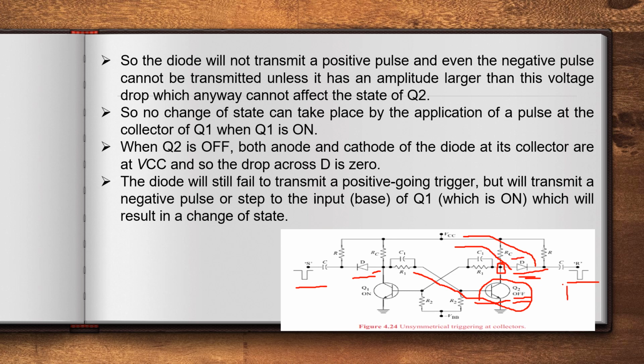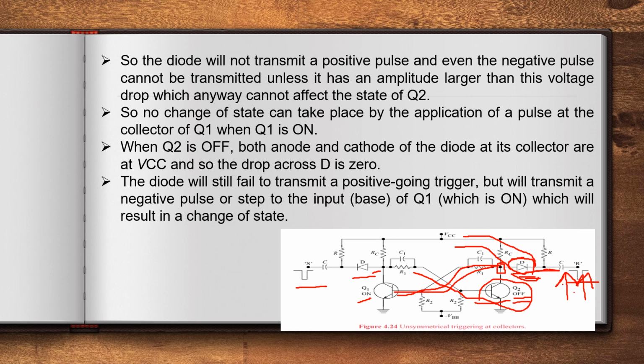Suppose you apply a negative pulse at this point, what happens? Cathode voltage is less than anode voltage, so this diode starts conducting. It transmits the negative pulse to the base of the transistor, which brings transistor Q1 into off state. Initially it is in on state, no? So if you apply a negative pulse at this point, it will be transmitted by the diode D to the base of the on transistor, which brings the on transistor into off state, which results in a change of state.